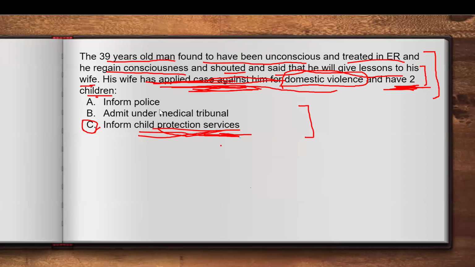Regarding the B option, you can see admit under mental health tribunal. Okay, so this is Mental Health Act, and there is a specific criteria under which you can admit the patient.